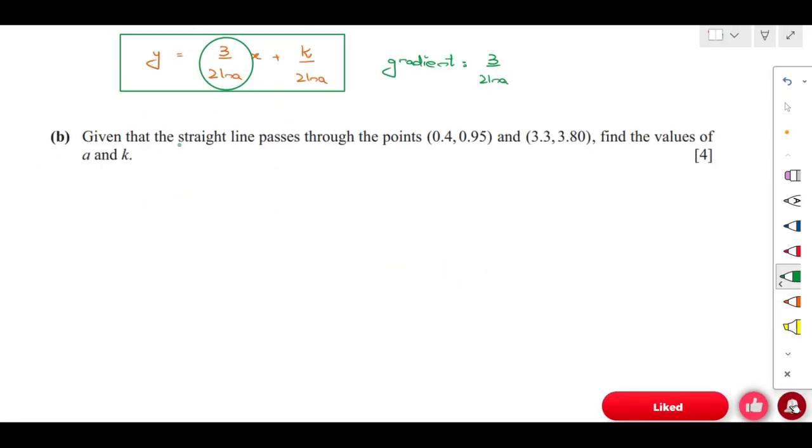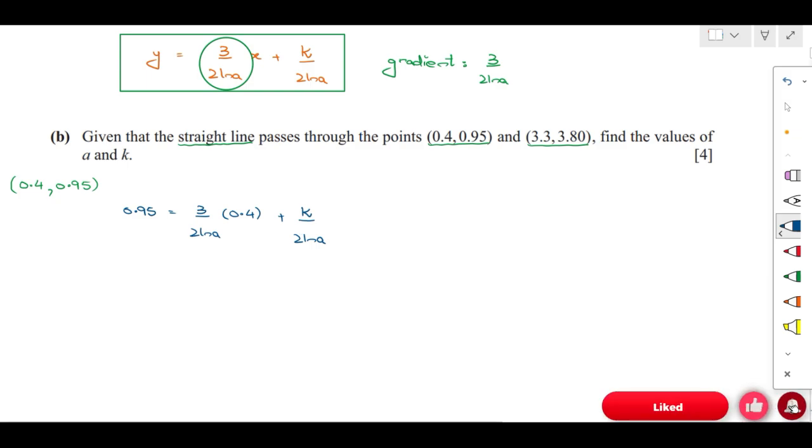Now for part B. Given that this straight line passes through the first point and the second point, find the values of a and k. So this straight line passes through 2 points and we have 2 unknowns, a and k. So substitute these 2 points. The first point has x value 0.4 and y value 0.95. So y is 0.95, and this equals 3 divided by 2 natural log of a times the x value 0.4, plus k over 2 natural log of a.